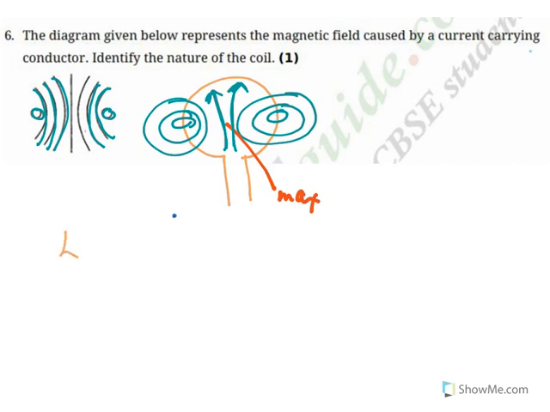What is the nature of the loop? The nature of the conductor is a closed loop.